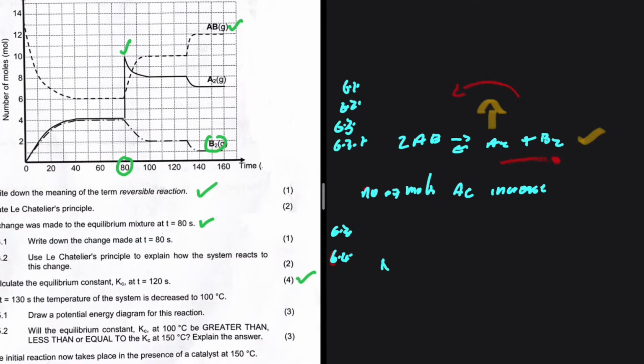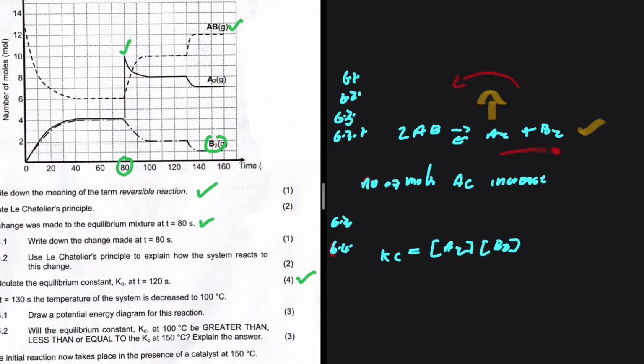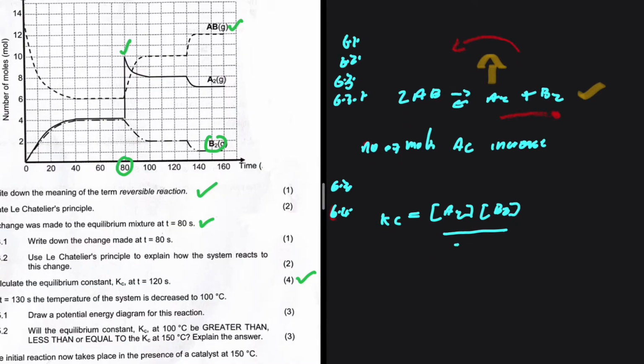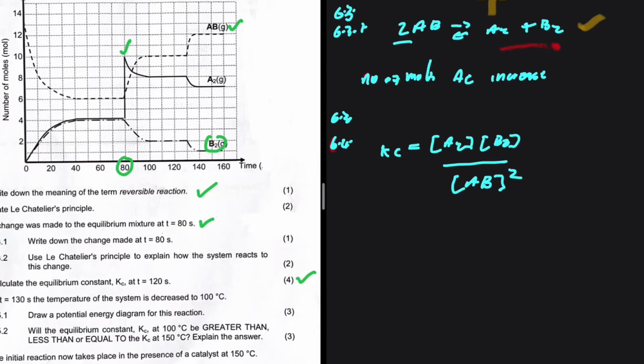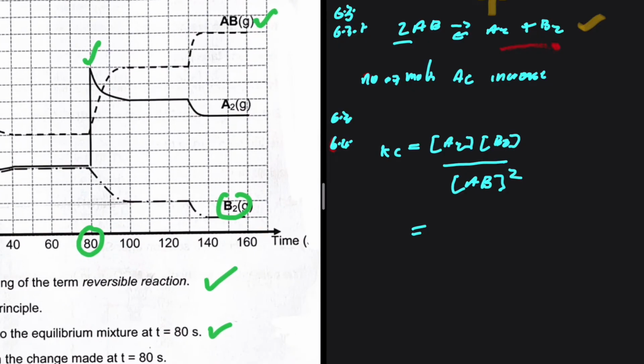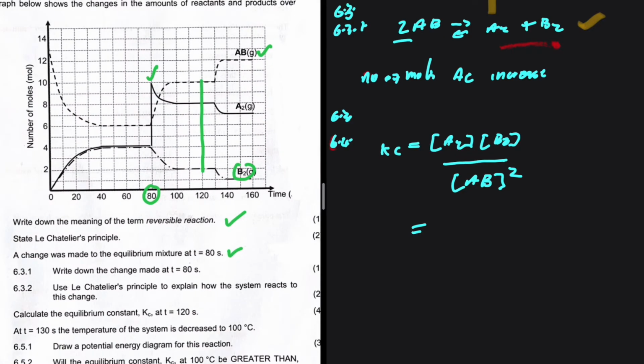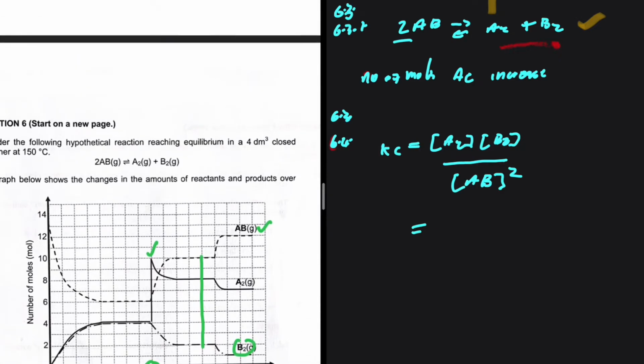To find the Kc, we need the concentration of the products, so we have A2 and B2, divided by the concentration of the reactants. We have AB. We have to take the concentration of AB to the power 2. We are doing that because of this balancing coefficient. So Kc will be equal to, we're interested in t equals 120. We have the number of moles of AB, A2 and B2. And we are given the volume in our question statement. It is said to be 4 decimeter cube.